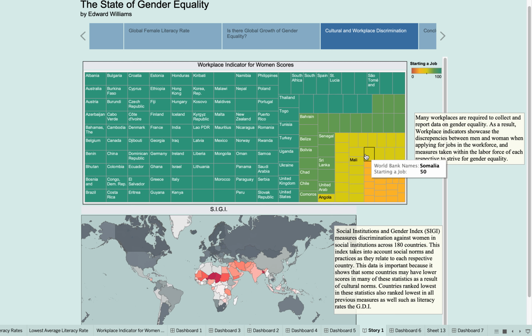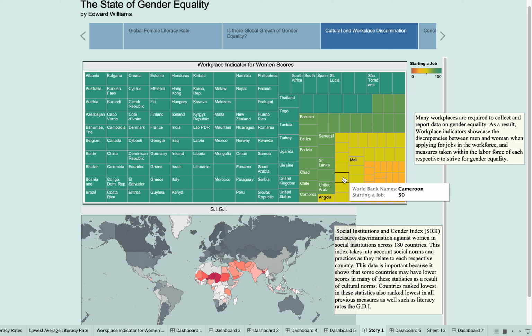A score of 50 in this metric means that there are significant opportunities that women lack, and there's significant discrimination. And a score of 25 means that women almost have no opportunities, and it's blatant discrimination against women within the workforce.